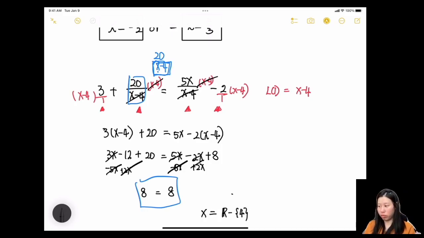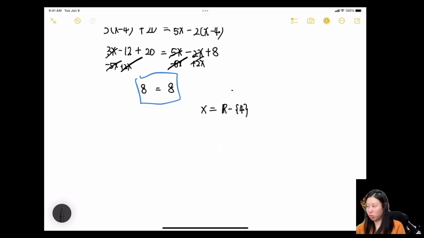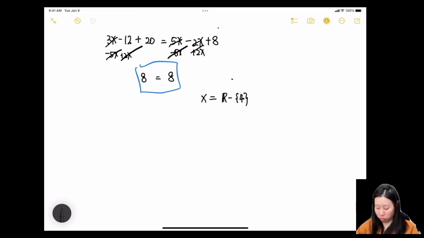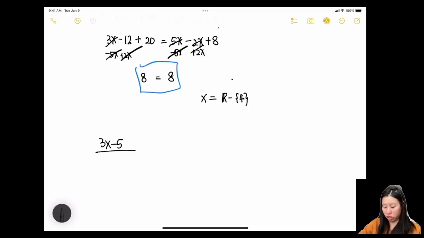Okay. Next, let's do another one. I want to do a complicated one. This seems so complicated, but let's try it.